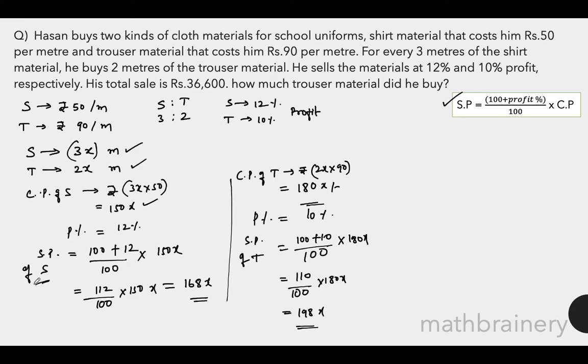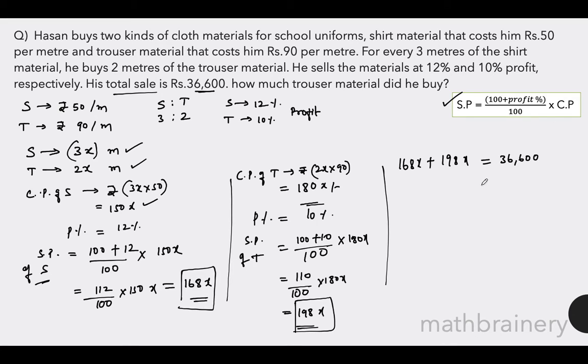So selling price of shirt material is 168x, selling price of trouser material is 198x rupees. Now what is given? His total sale is 36,600. That means selling price of shirt plus selling price of trouser together must be 36,600. So 168x plus 198x rupees must be equal to 36,600 rupees.